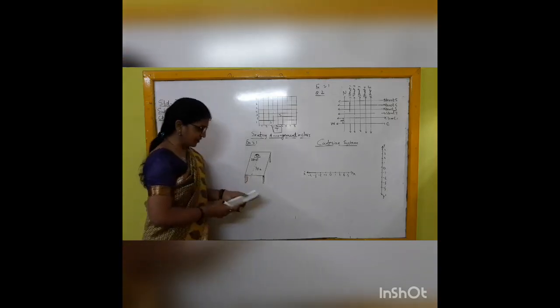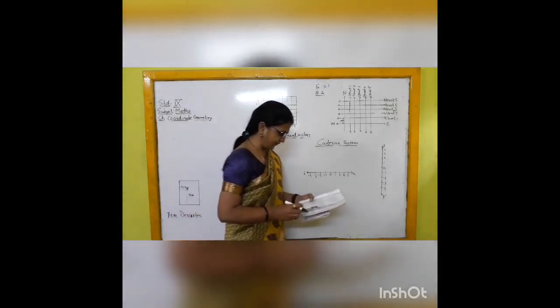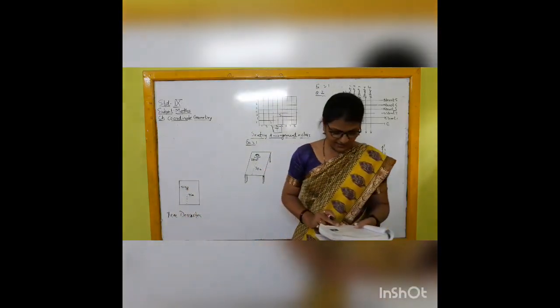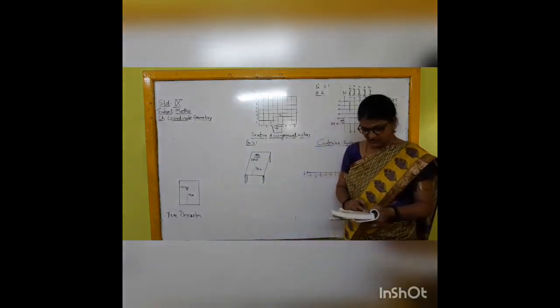Now exercise 3.2, question 2. Street plan is given. A city has 2 main roads which cross each other at the center of the city.